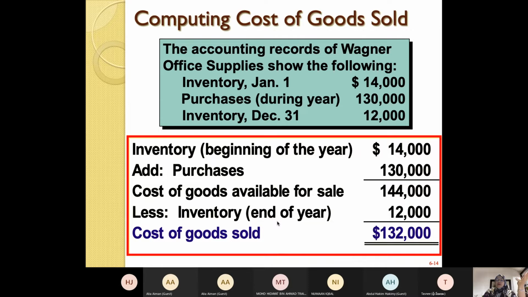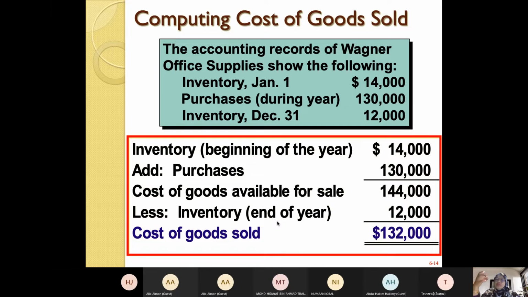So I know that at the beginning of the year, I have 14,000 inventory. How do I get this inventory? January 1st is actually the closing balance of 31st December of the previous year. The closing figure is the opening figure of the following year. So I started with 14,000 and during the year, I purchased 130,000. But at the end of the year, I only have 12,000 inventory in my stock. So can I guess what would be my cost of goods sold?